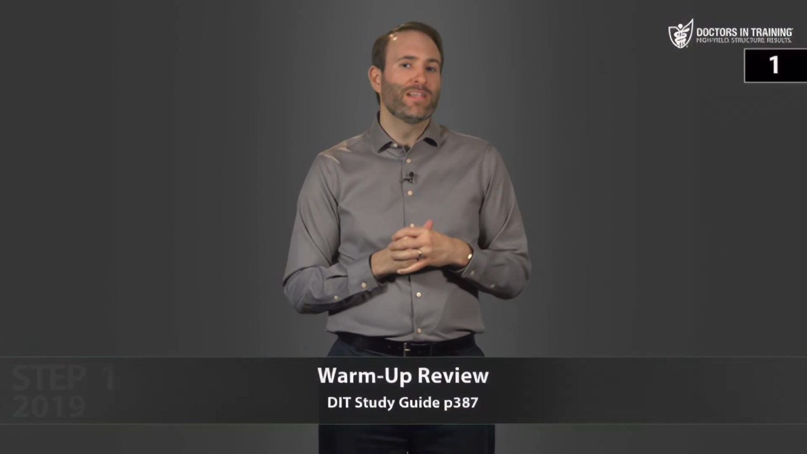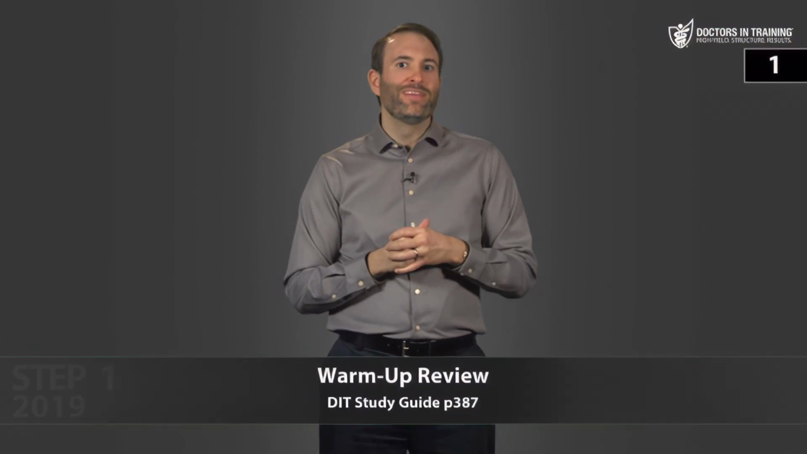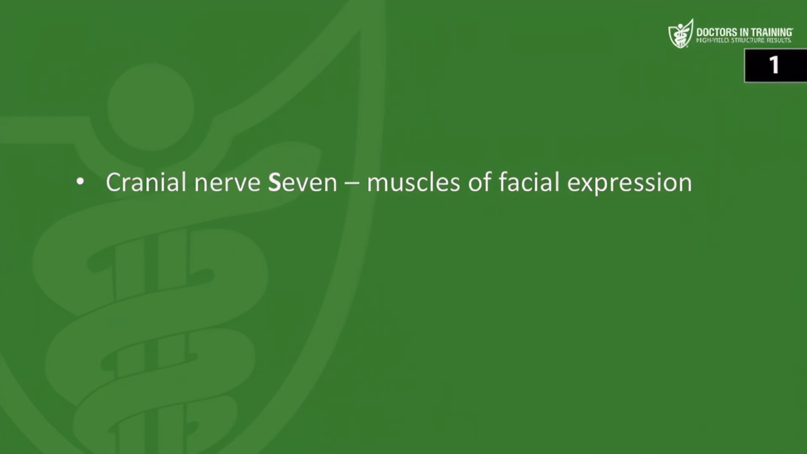It's time for another warm-up review. Let's get going. Which muscles and nerves are derived from the second branchial arch? So the mnemonic for the second arch structures is the letter S itself. So you have cranial nerve 7, the facial nerve, and that innervates the muscles of facial expression. Then the S muscles include the stapedius and the stylohyoid.